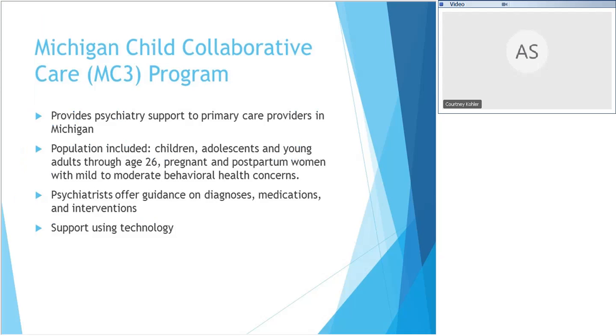It's called the Michigan Child Collaborative Care Program. This is a program that we do in conjunction with the University of Michigan. We have a shortage of psychiatrists in Michigan, especially in the area of child psychiatry. And the farther north you move, the more scarce child psychiatrists get. And yet we still have a pretty decent population of children and adolescents and young adults with high levels of need in the area of child psychiatry and mild to moderate behavioral health concerns.